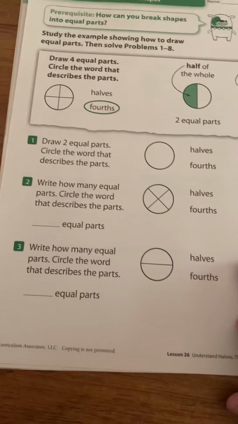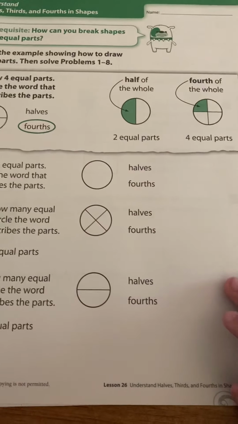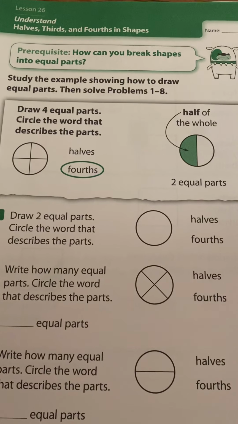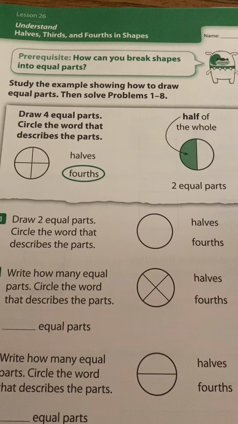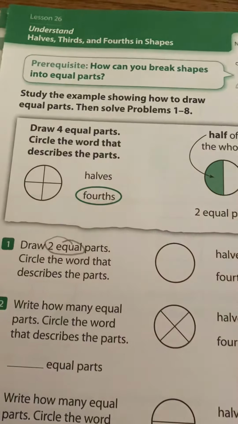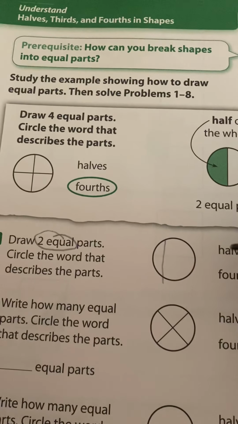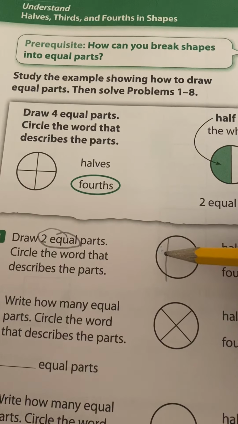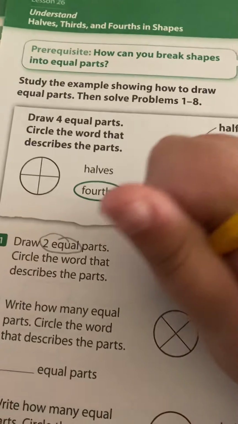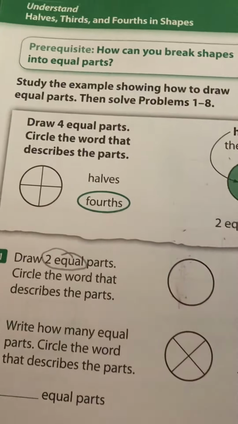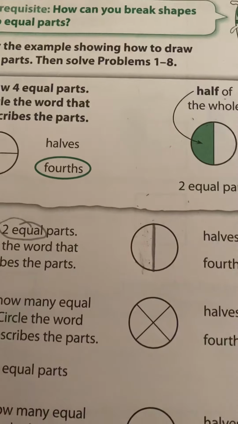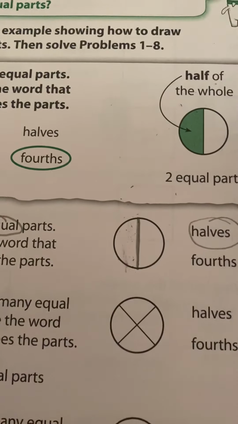So we're going to get started on page 275. It says draw 2 equal parts. Circle the word that describes the parts. So it says 2 equal parts. I can't draw it over here, because if I'm this person and this is a pizza, I'm going to be really jealous when this person has more than I do. So I've got to make it 2 equal parts the best I can. So those are 2 equal parts, and that's halves.